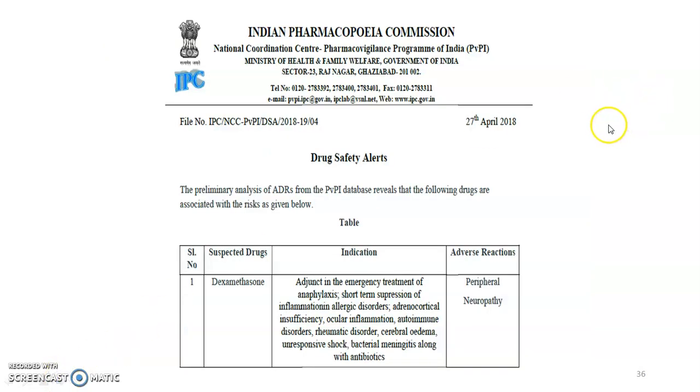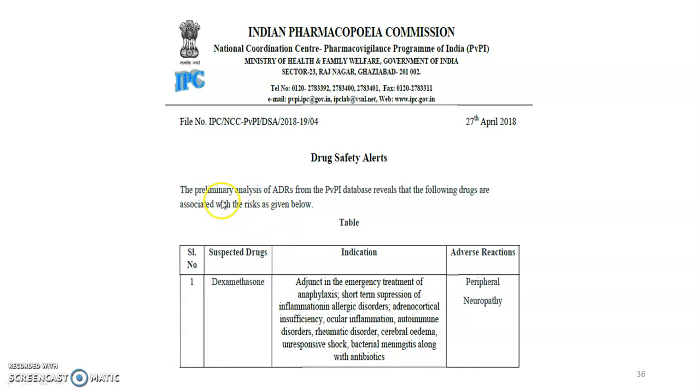Before releasing this, in 2019, the NCC PvPI used to release drug safety alerts. I have taken one drug safety alert which was released on 27th April 2018, where they clearly give the suspected drug which is causing the event, what the indication of that particular drug is, and what the ADR of that particular suspected drug is.